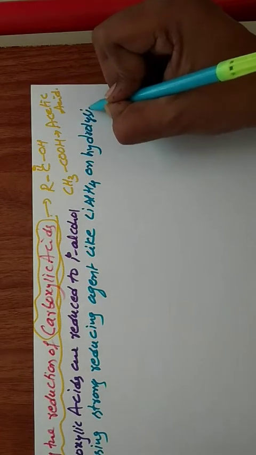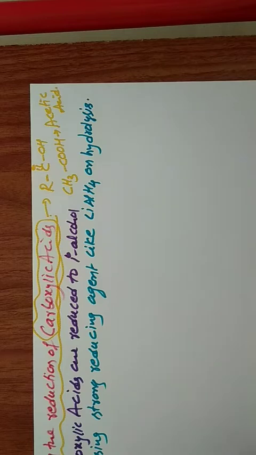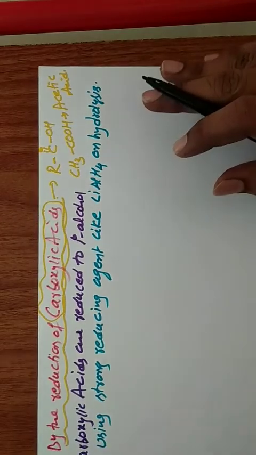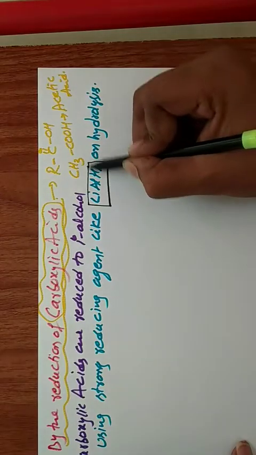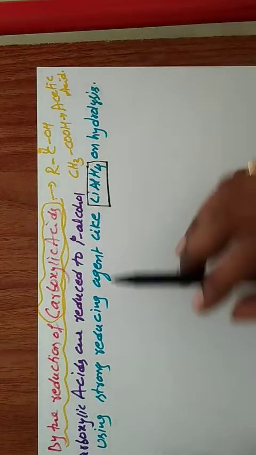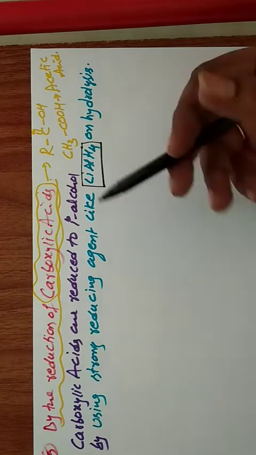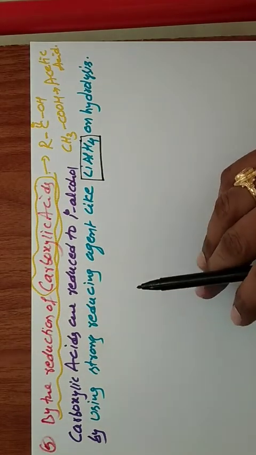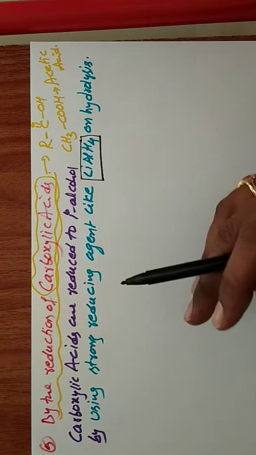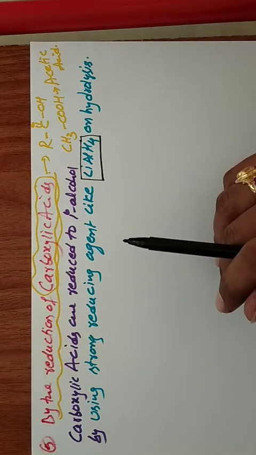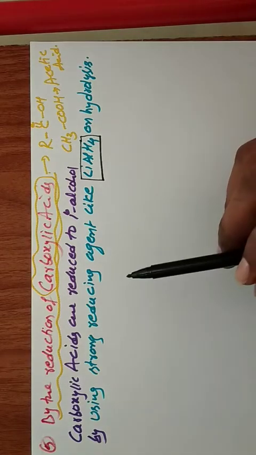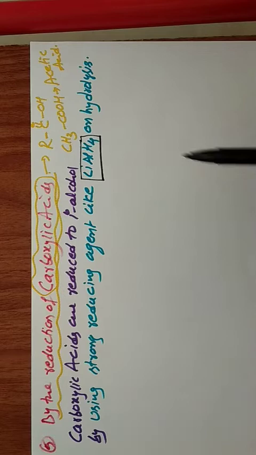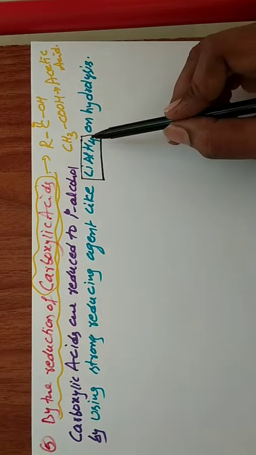Okay, so in this case, only LiAlH4 can be used for the reduction of carboxylic acids. Sodium in ethyl alcohol, NaBH4, and some other reducing agents do not work in the case of carboxylic acids. So if you want to reduce a carboxylic acid, we need a strong reducing agent, that is, only LiAlH4.